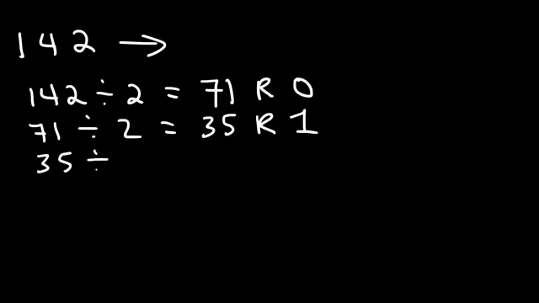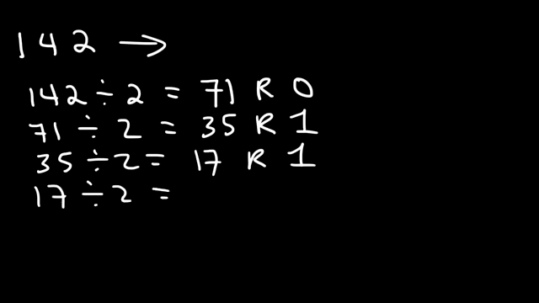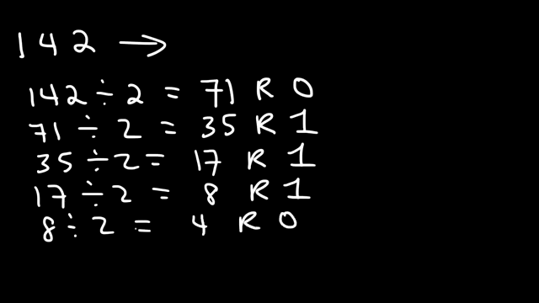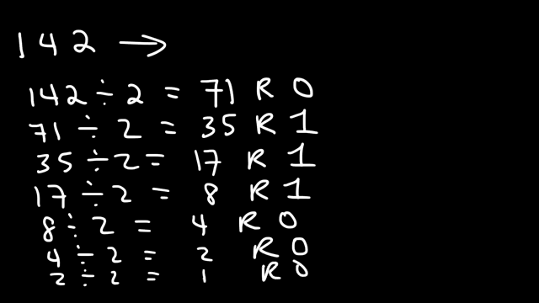And then let's take 35 and divide that by 2. That's going to be 17.5, or 17 remainder 1. And then 17 divided by 2 is 8.5, so that's 8 remainder 1. And then 8 divided by 2 is exactly 4, so that's 4 remainder 0. And then 4 divided by 2 is exactly 2, so 2 remainder 0. And then 2 divided by 2 is exactly 1, so 1 remainder 0. And then finally, 1 divided by 2 is 0.5, so that's 0 remainder 1.